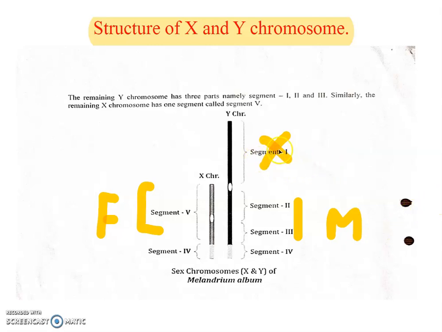So the function of segment 1 is to suppress femaleness, so only male flowers develop. But if segment 1 is deleted or mutated, then the flower produced is bisexual.